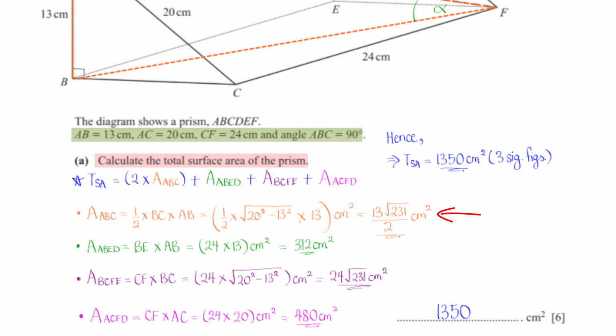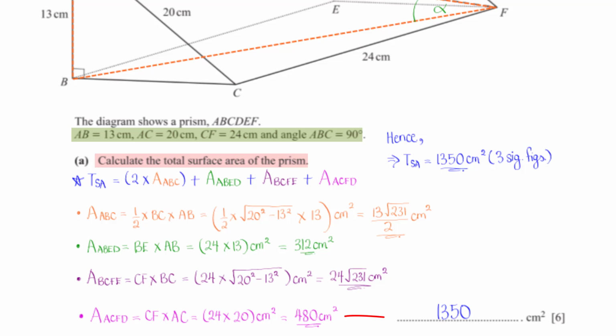And so when we type this into the calculator, we get the area of triangle ABC as 13 square root 231 divided by 2 centimeters squared. The area of rectangle ABED is equal to 24 times 13 centimeters squared, which is equal to 312 centimeters squared. The area of rectangle BCFE is equal to 24 times the length of BC, which is equal to square root of 20 squared minus 13 squared. And so this gives us 24 square root 231 centimeters squared.